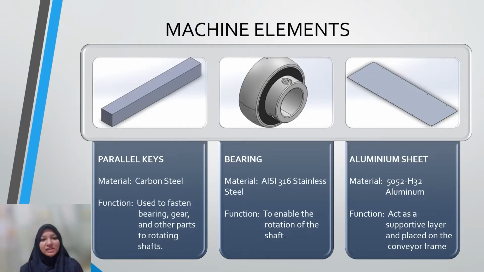Okay, the first machine element is the parallel keys, made of carbon steel, used to fasten bearings, gears and other parts to rotating shafts. The second one is the bearing, made of AISI 316 stainless steel, to enable the rotation of the shaft. The third one is the aluminium sheet, made of 5052H32 aluminium, and the function is to act as a supportive layer placed on the conveyor frame.